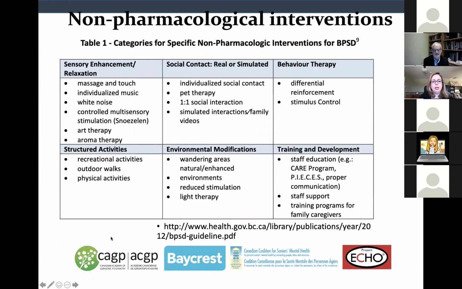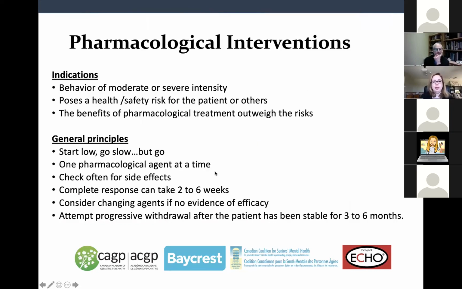So there are many types of non-pharmacological intervention, and it's a bit of a challenge, but it's good to be able to use our creativity and to try some interventions and see if they are adapted to a specific individual. So this is for non-pharmacological.